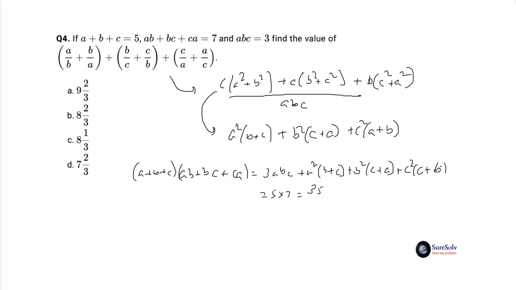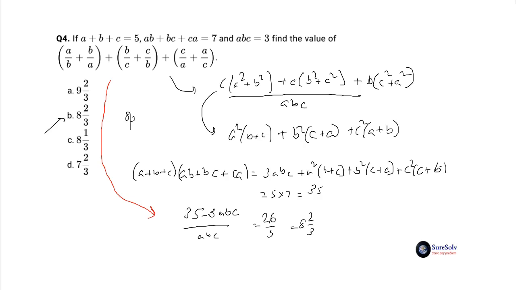Value of the target expression is then 35 minus 3abc divided by abc equal to 26 by 3 equal to 82 by 3. Once you discovered that the product of the given expressions will result in an expression in terms of numerator of changed target expression, you get the final value quickly and easily. Answer is option B, 82 by 3.